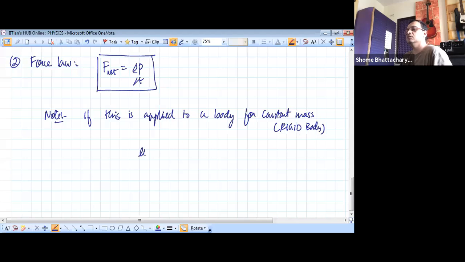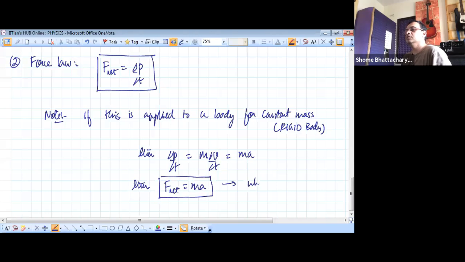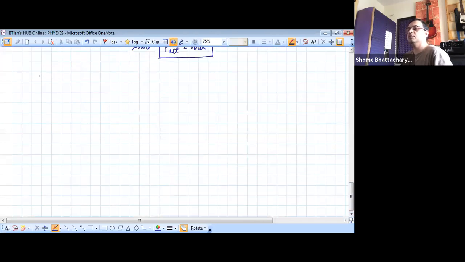then we can say that delta P by delta T becomes M delta V by delta T. It becomes mass into acceleration. So then we can say that the net force equals the mass into acceleration. But only in that case. This is a conditional state. This is when mass is constant. Whereas we also saw the example of the conveyor belt.